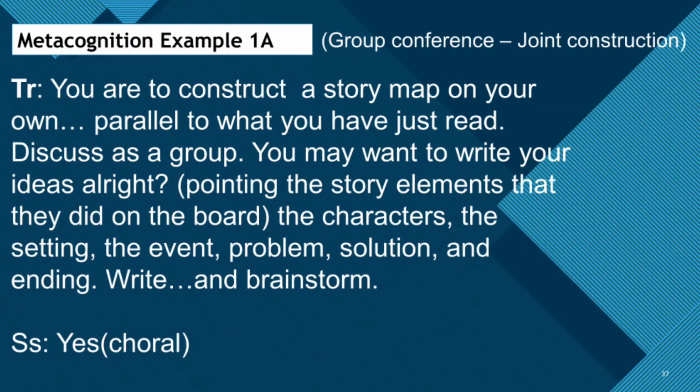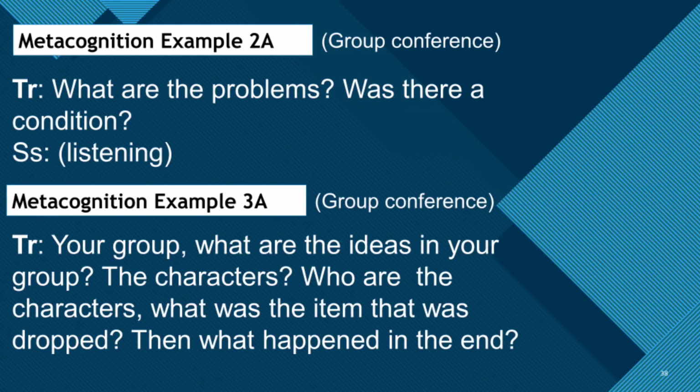In metacognition example 1, the teacher instructed the students to construct a story map in a group conference. It is also called a joint construction. She also pointed out the story elements that are important in writing a story. In examples 2 and 3, the teacher helped the students to think about the important parts of the story as their basis in writing their own story maps.